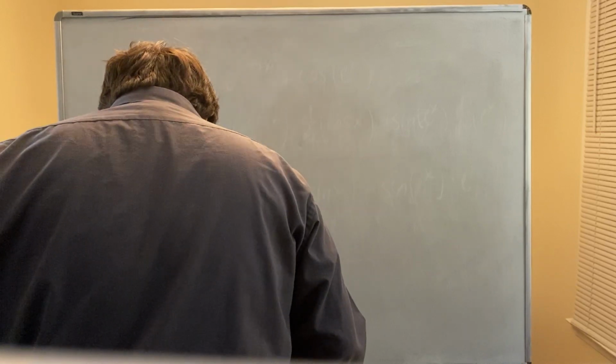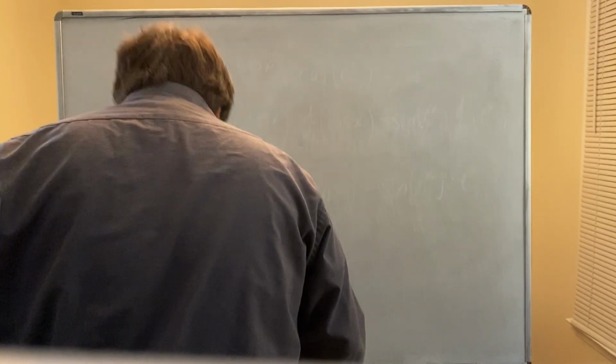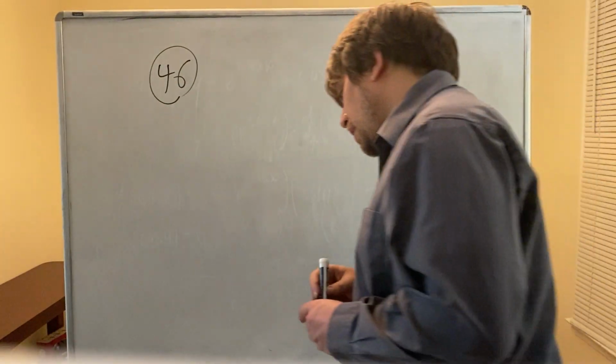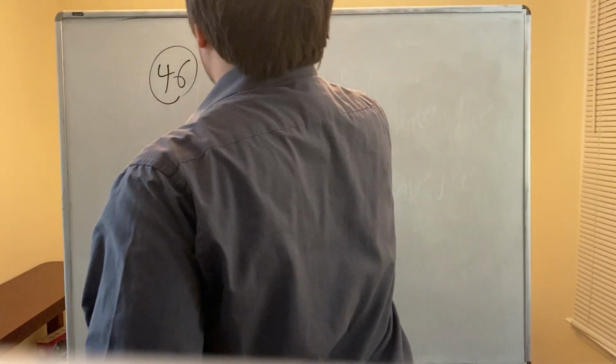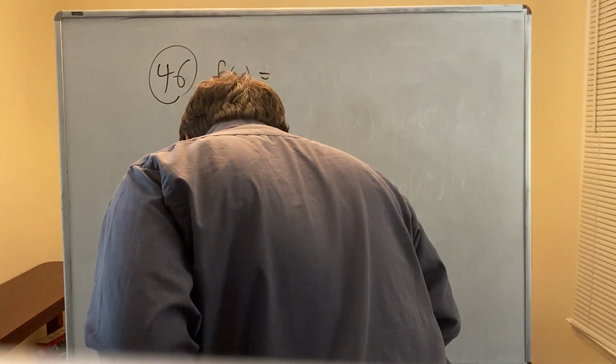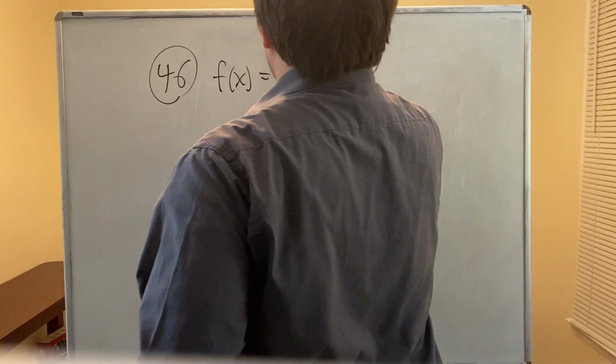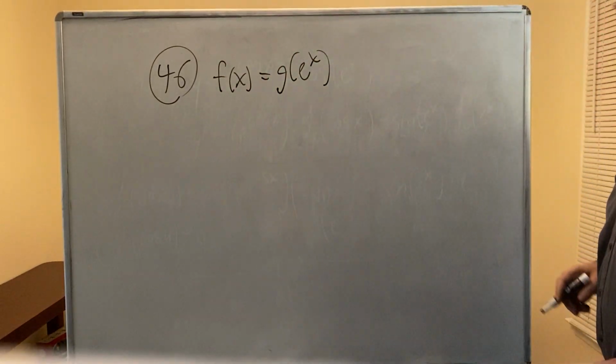So let's do 46. For 46, it says find f prime in terms of g prime. F of x equals g of e to the x. We want to find f prime in terms of g prime.